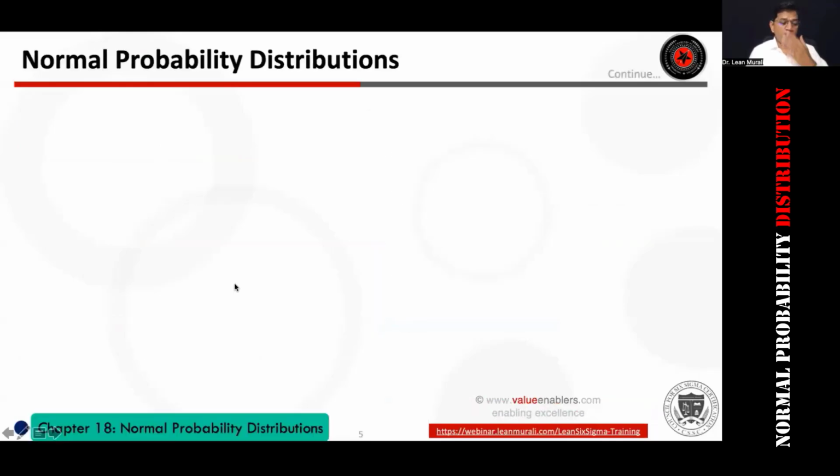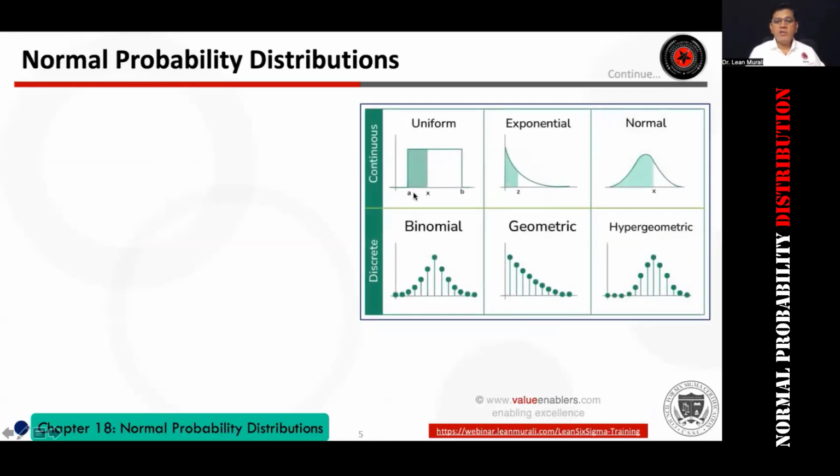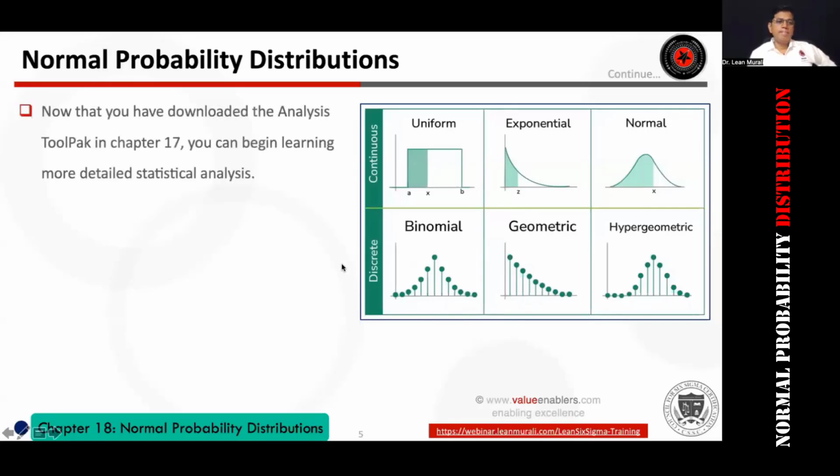Now, normal probability distributions. You see on this graph, this is called an exponential distribution. This is called a normal distribution. These are all continuous distributions, because continuous variables like time and temperature give continuous distributions. There are also discrete distributions called binomial, geometric, and hypergeometric distributions. Don't worry about these distributions, but all I want to say is there are different types of distributions.